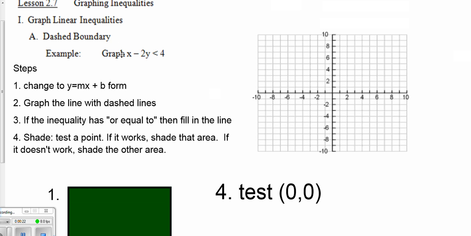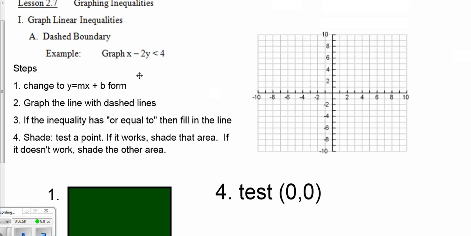If we need to graph this inequality, x minus 2y is less than 4. Notice it's not less than or equal to, it's just less than. These are the steps we're going to take. Now these steps should be the same any time we're graphing linear inequalities. Remember, linear just means they make a straight line. We can tell this will make a straight line because there are no exponents with our variables. Also, we don't have something over x or something over y. It's just things multiplied by x and y.